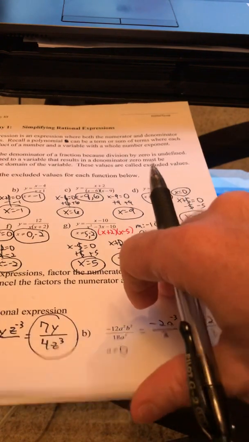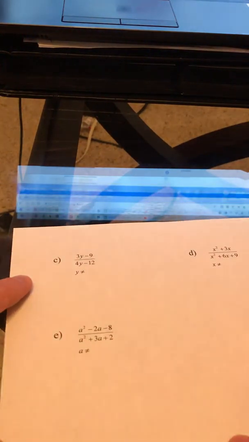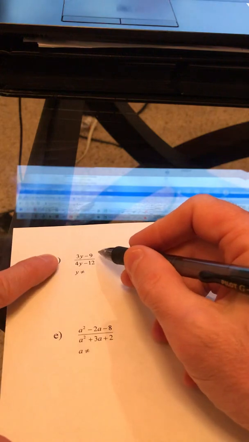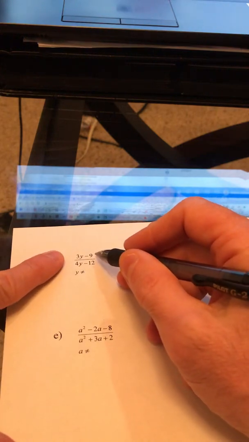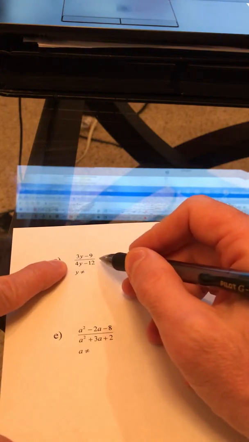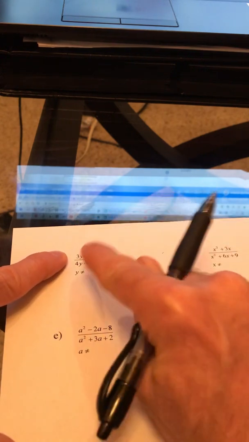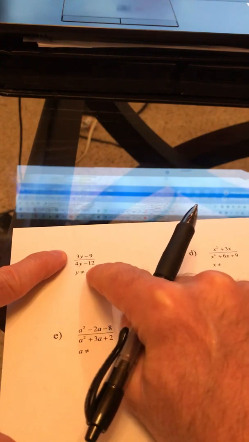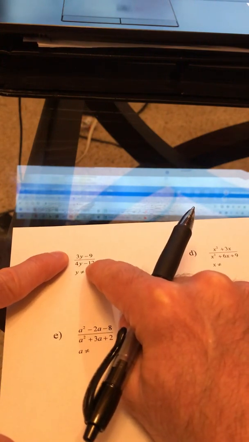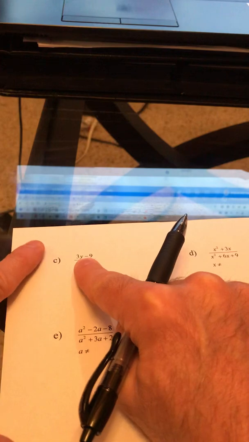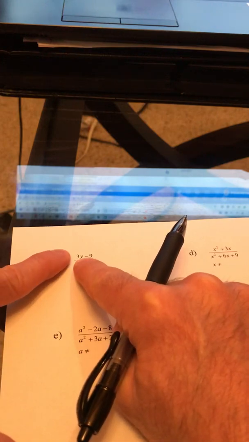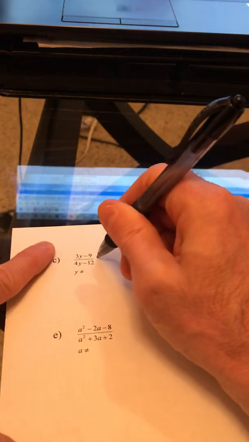So a couple of other examples will now work a lot more like what we did on the top part. So 3y minus 9 over 4y minus 12. Now, one of the things that we're going to talk about: 3y minus 9 and 4y minus 12 both have a GCF, meaning something we can divide out of each. Out of the 3y minus 9, we can divide each of those by 3.